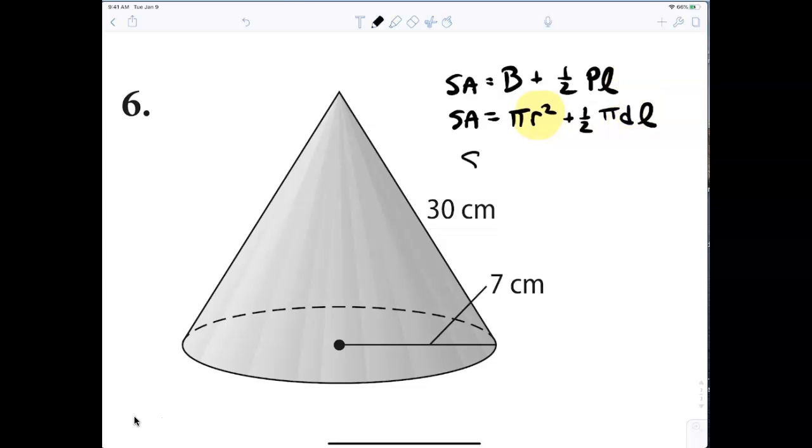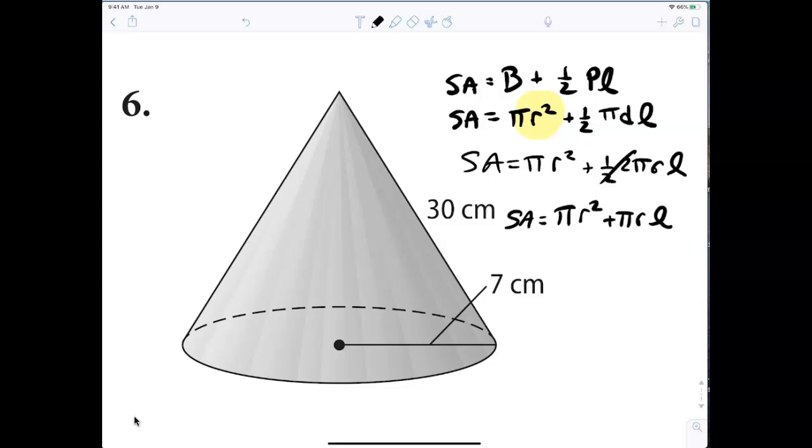So now I'm going to ask you to pay attention. Look up here on the board. Surface area equals pi r squared plus 1/2 2 pi r times slant height. So what do you think happens to the 1/2 and the 2? They get canceled out. So the technical formula for surface area of a cone is pi r squared plus pi r L. All right?